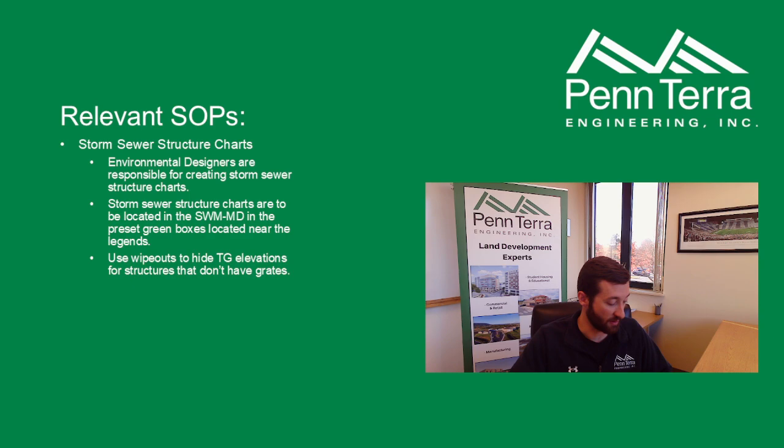A few of the relevant procedures that have been new that we're going to make use of today. We're talking about storm sewer structure charts. Our procedure now is that the environmental designers are going to be creating those, and that they're going to be created within the Storm MD in those green boxes that we're going to look at here in a little bit. And then you can use any wipeouts to hide top of grade elevations for structures that shouldn't have them, such as end walls, head walls, and outfall pipes.